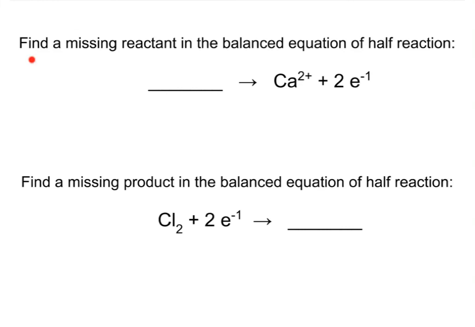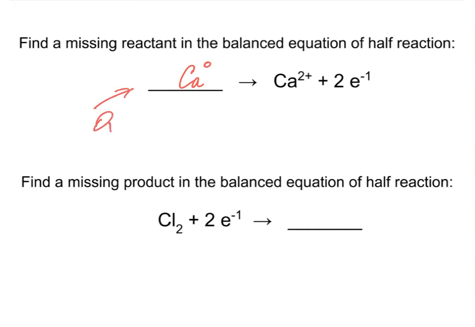Here is an interesting assignment. We need to find a missing reactant in the balanced equation of half reaction. So over here we have calcium with the charge +2. That is a result of the oxidation of releasing 2 electrons. So let's fuse them together. What do we get? We get calcium, atom calcium. The calcium atom has been oxidized.